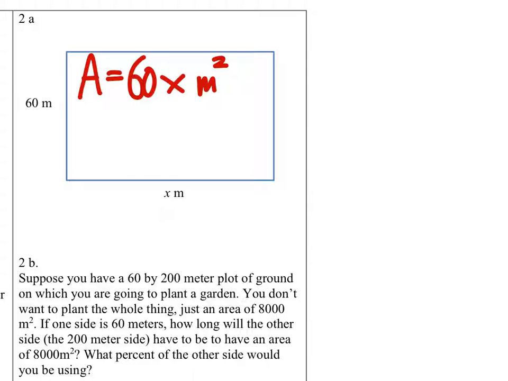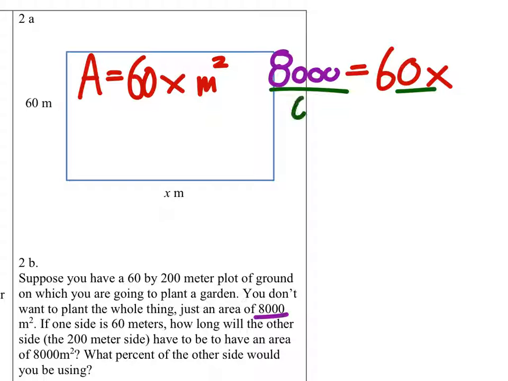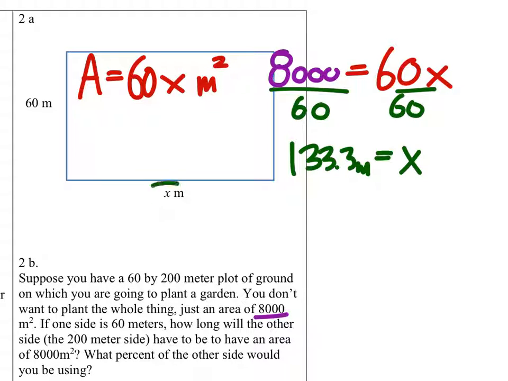So the area, let's go and rewrite that. So the area is 60x square meters, but now we're saying that we just want an area of 8,000 square meters. So that means we know the amount of area. We just don't know the length that we want on this thing. So I'm going to replace the area with 8,000 and solve for x, which would be the length on that. So I'm going to divide both sides by 60, and that will be my value of x. So I have 133.3 meters. That would be this length right here, if I wanted the area to have 8,000 square meters.